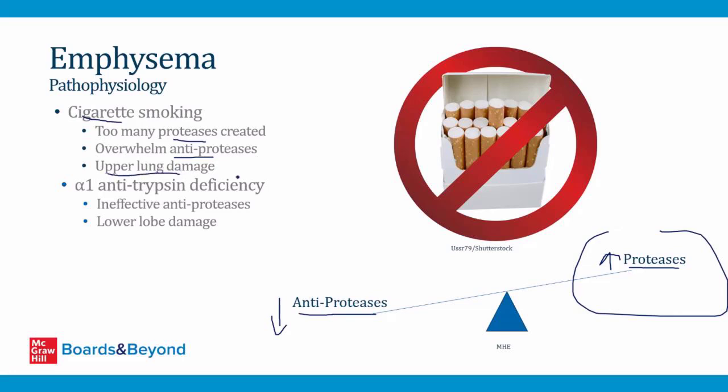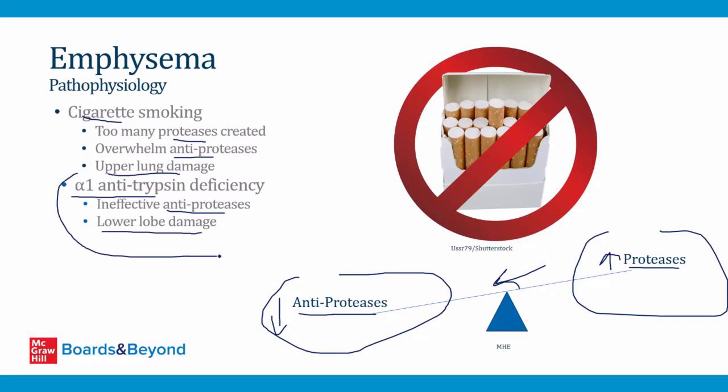In another rare genetic condition that we'll talk about later, patients have a deficiency of the enzyme alpha-1 antitrypsin. This is an antiprotease. And so when they're born with a deficiency, they have ineffective antiproteases, and that leads to this same imbalance here, where there's too much protease activity and breakdown of alveolar walls. In contrast, however, this usually leads to lower lung damage. Later in this video, I'm going to talk about alpha-1 antitrypsin deficiency, but I just want you to understand this underlying balance between antiproteases and proteases.